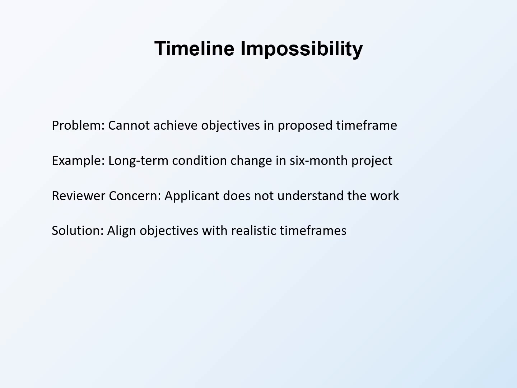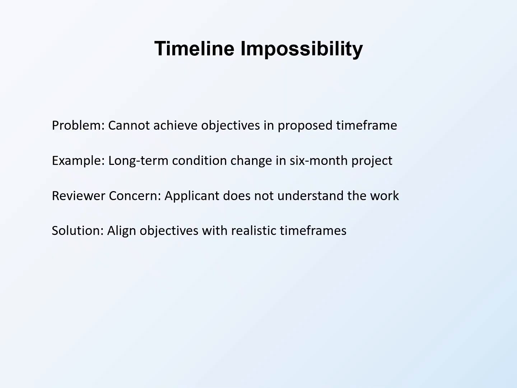The problem is objectives that cannot be achieved in the proposed timeframe. Certain outcomes require certain time. Ignoring this suggests misunderstanding. Example: expecting long-term condition change in a 6-month project. Employment stability, health improvement, and educational attainment take time. 6 months may show process success but not condition change.